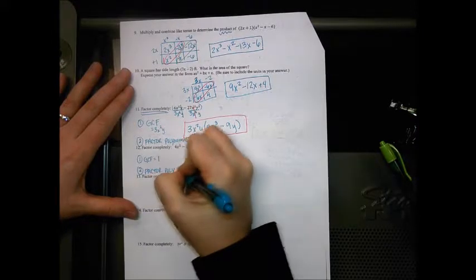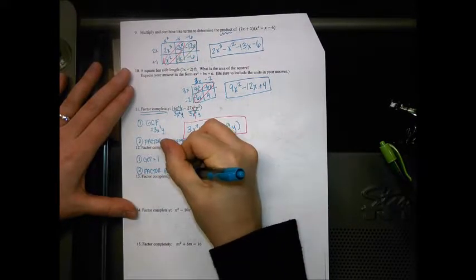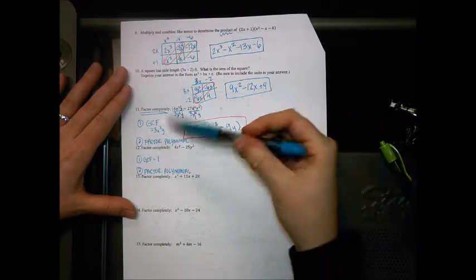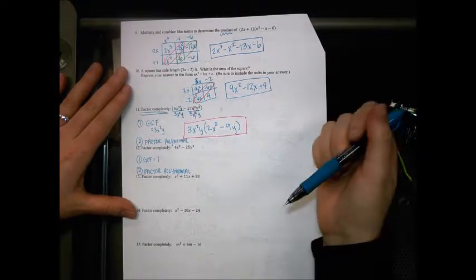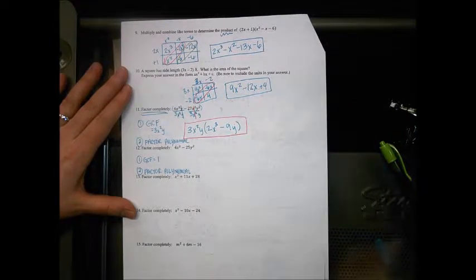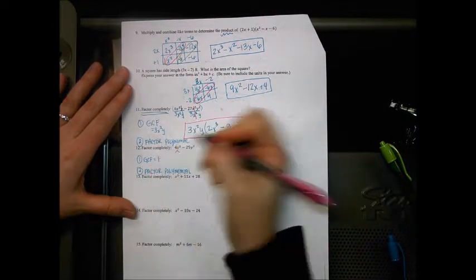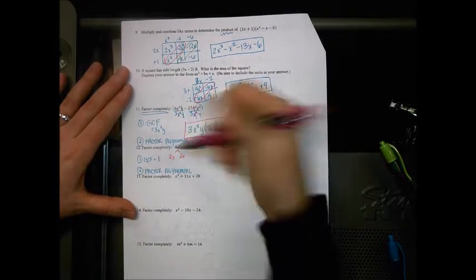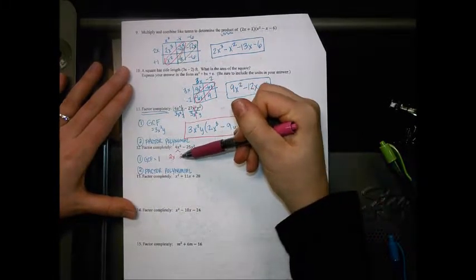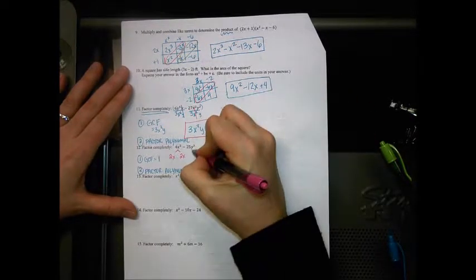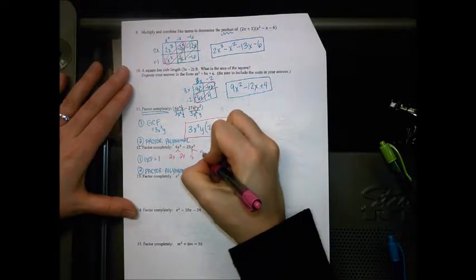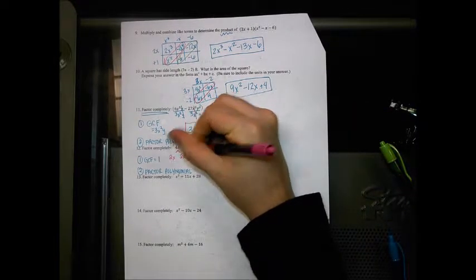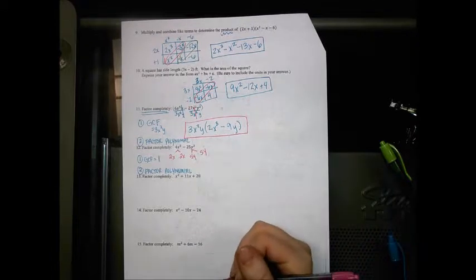So this one, since it's a binomial, meaning two terms, I'm checking for a difference of squares. Difference, yes, because it's subtraction. Are these each perfect squares? Do they multiply, the same term times itself, to give you that value? Yes, 2x times 2x is 4x squared. 5y times 5y gives me 25y squared.